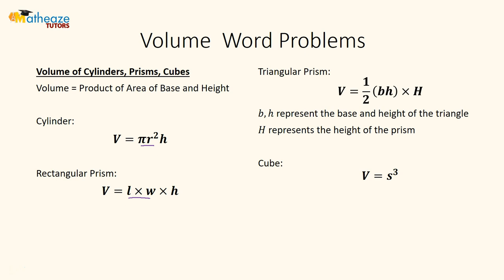A triangular prism is half base times height times H. The base and height represent the base and height of the triangle, and the uppercase H is the height of the prism. And for a cube, you have volume V equal to side cubed. That's because all the base sides are the same as the height of the cube.